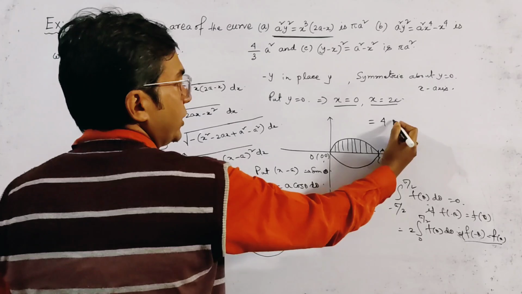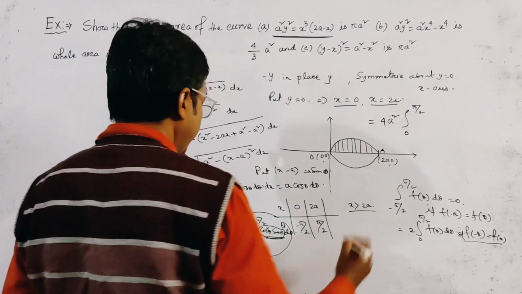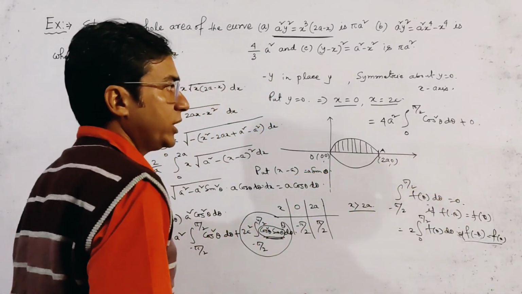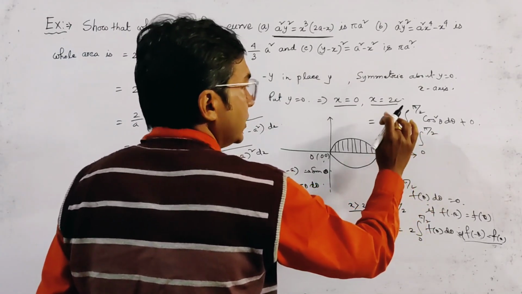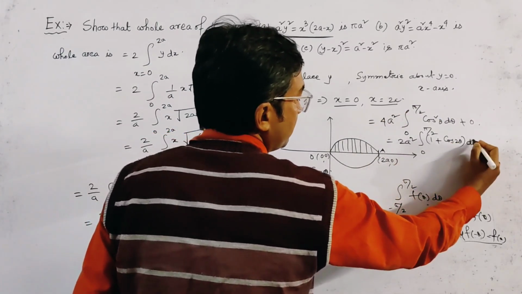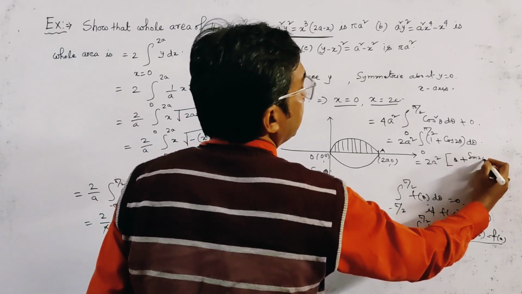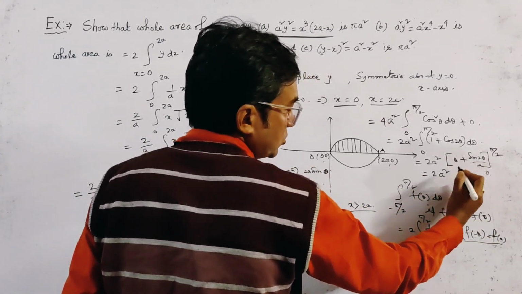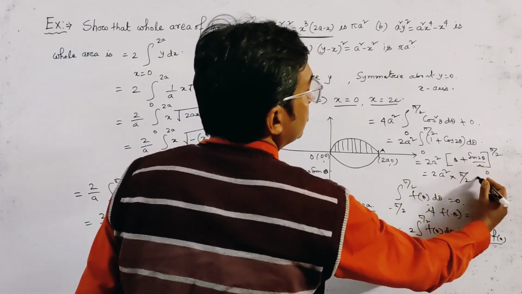a square, from here a square into integration 0 to pi by 2 of cos square theta d theta plus 0. Okay, and we put 2 a square into integration 0 to pi by 2, using the formula of 2 cos square theta, this is 1 plus cos 2 theta d theta, that is a square into theta plus sin 2 theta by 2, from 0 to pi by 2. So we get a square into pi by 2, right, and the sine term is equal to 0.